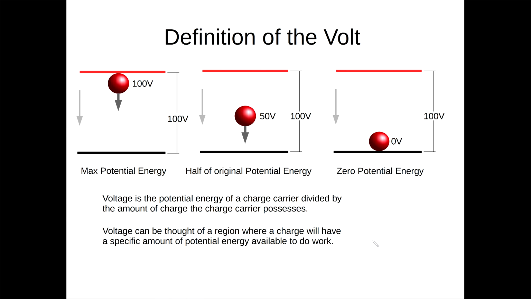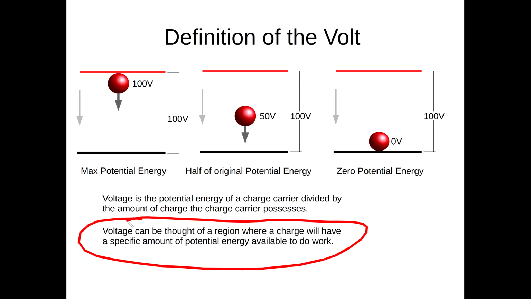So if we look at this other definition, voltage can be thought of as a region where a charge will have a specific amount of potential energy available to do work. And this is a really good definition. It's not the formal definition, but I really like it because it explains it really well.